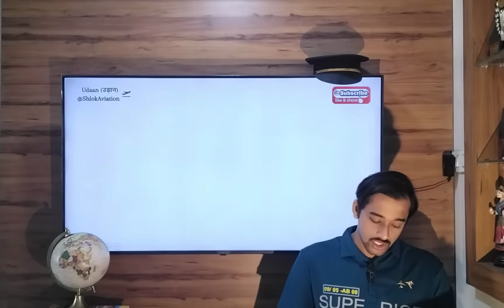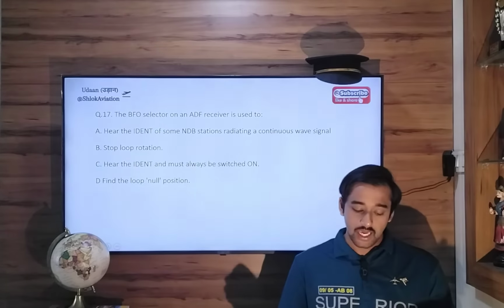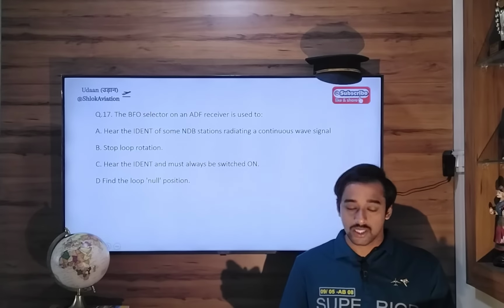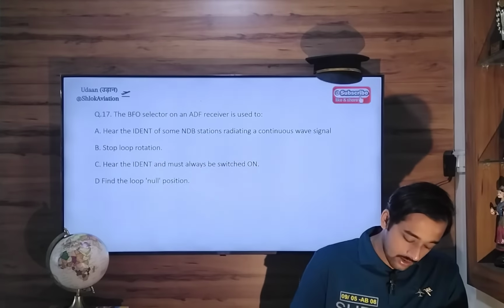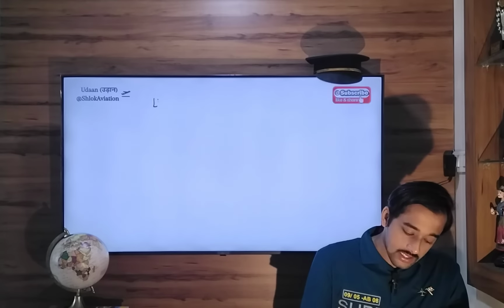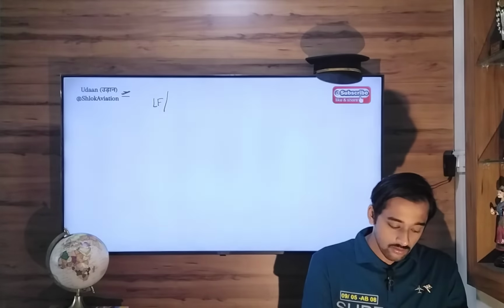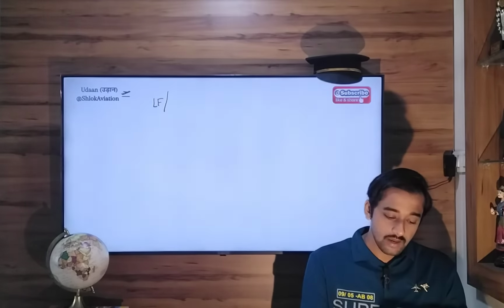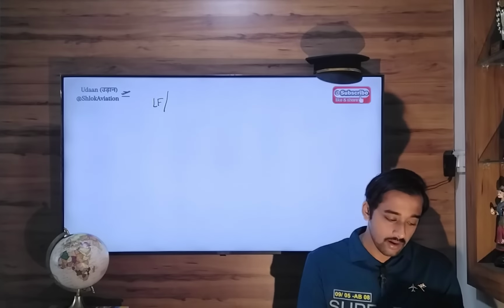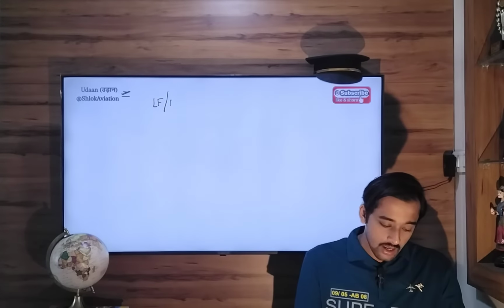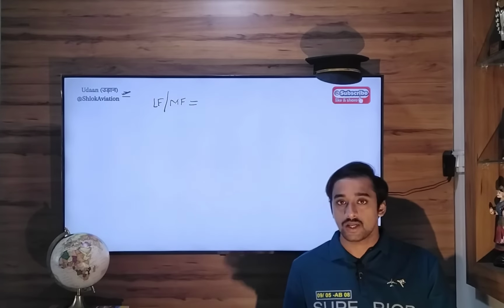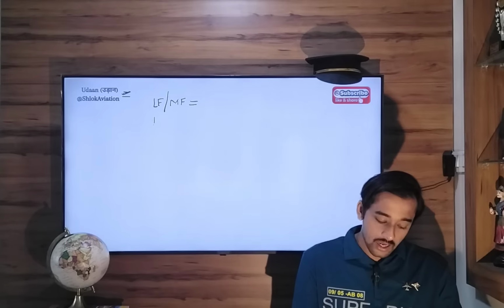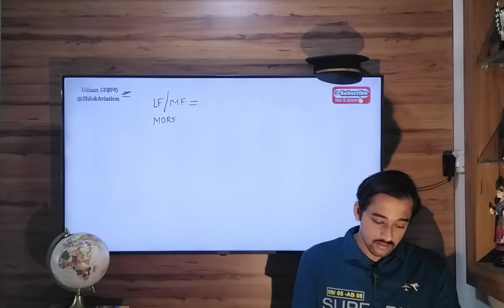So let's go to the next question, question 17. The BFO selector, beat frequency oscillator, on the ADF receiver is used for what purpose? Now our ADF receivers work in the frequency band of low frequency and medium frequency. To identify any kind of station, NDB, VOR, DME, there is a Morse code given.